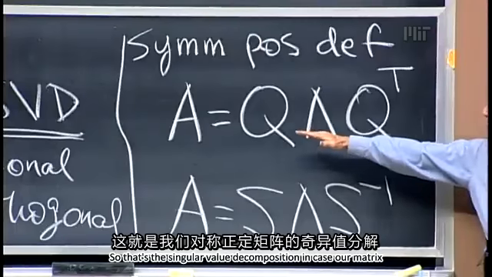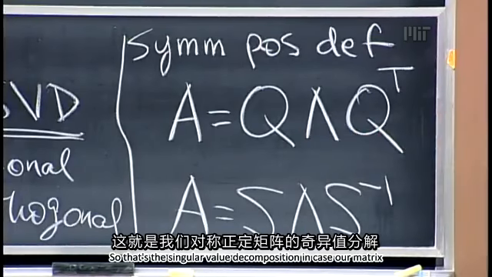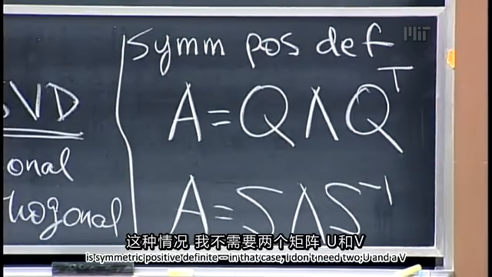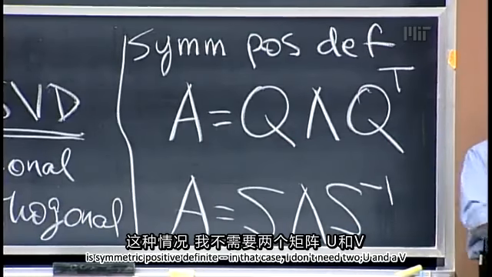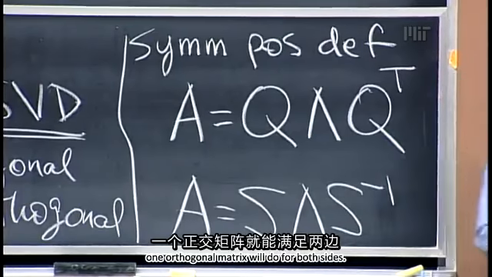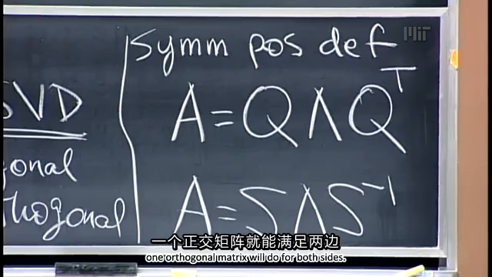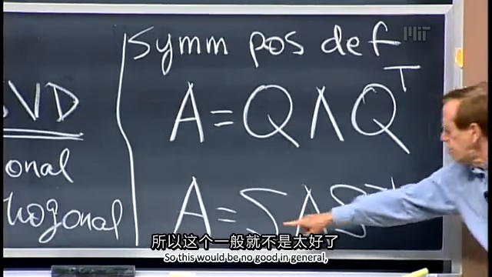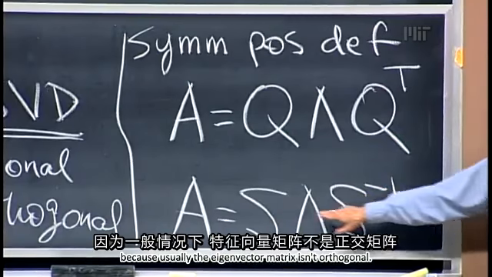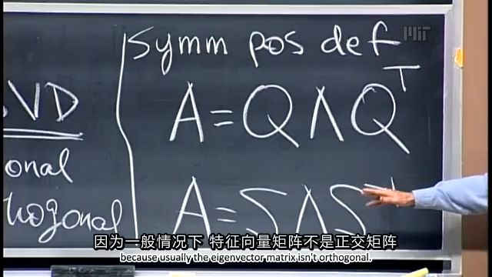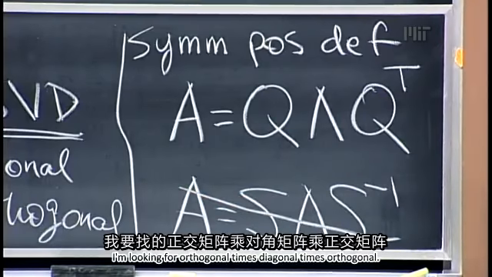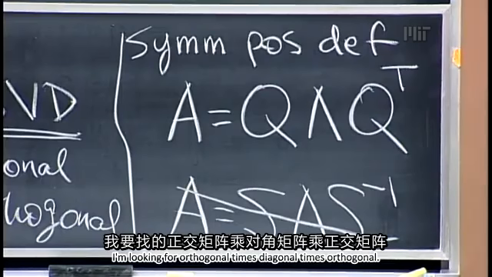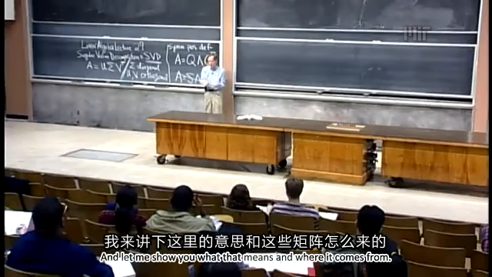So that's the singular value decomposition. In case our matrix is symmetric, positive, definite, I don't need two, a U and a V. One orthogonal matrix will do for both sides. But this would be no good in general, because usually the eigenvector matrix isn't orthogonal. So that's not what I'm after. I'm looking for orthogonal times diagonal times orthogonal. And let me show you what that means and where it comes from.